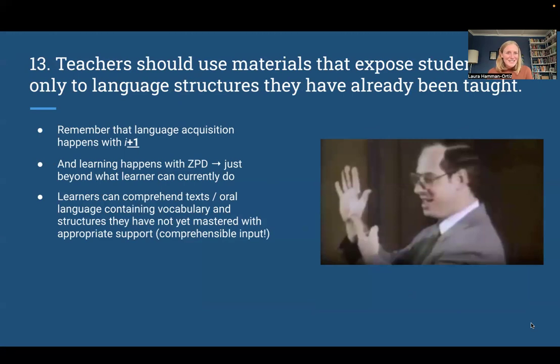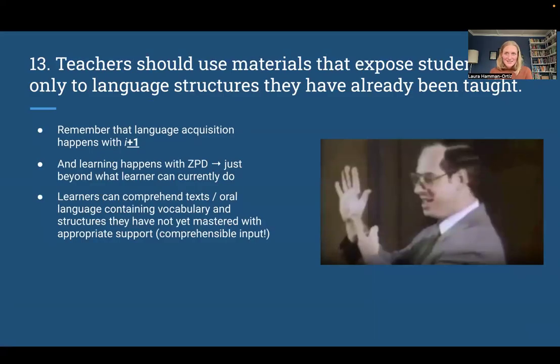Number 13: teachers should use materials that expose students only to language structures they have already been taught. We know that that is false, because if you're only learning about structures you've already been taught, you're not advancing in your language acquisition. We know from Krashen's theory of comprehensible input that language acquisition happens with I plus one, and that plus one, what is just above your current I level, is really important.